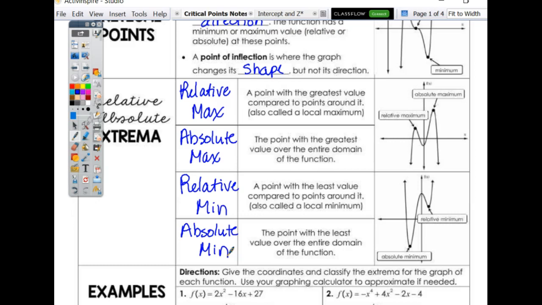So, if I look at this point and this point, they're both maximums, but what's the biggest maximum? This one, so it's the absolute. This is still a maximum, but we just call it relative. This one and this one are both minimums, but this one's lower than this one, so this is the absolute minimum over the whole graph. Does that make sense?